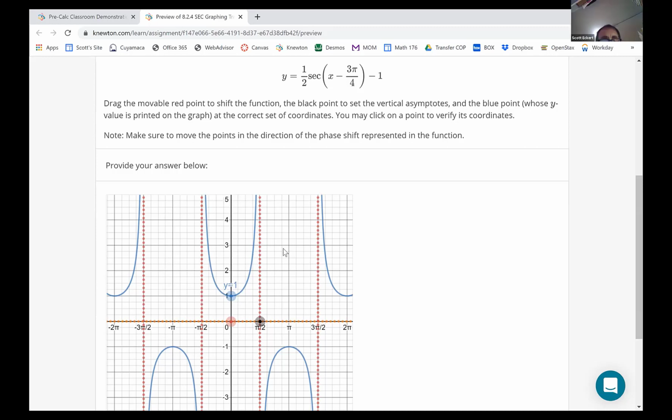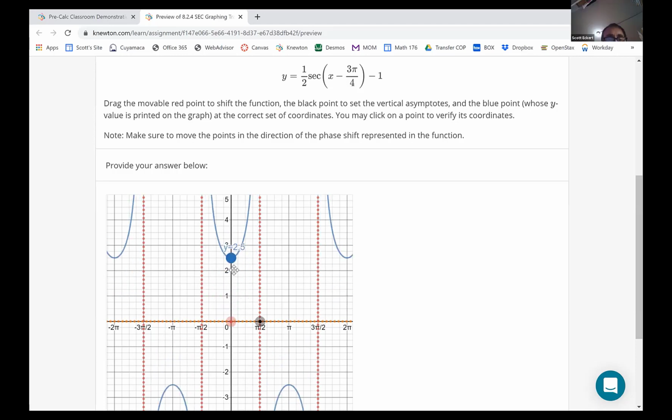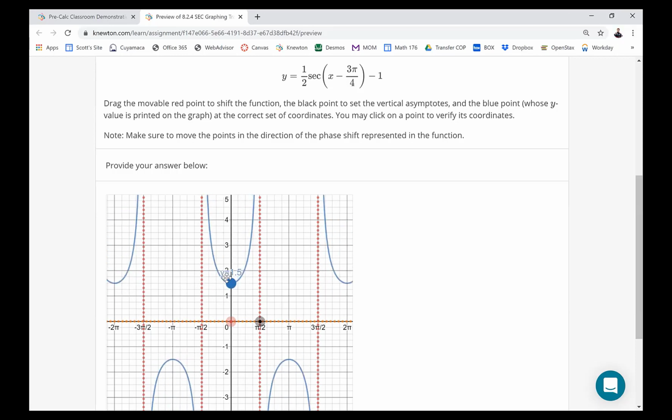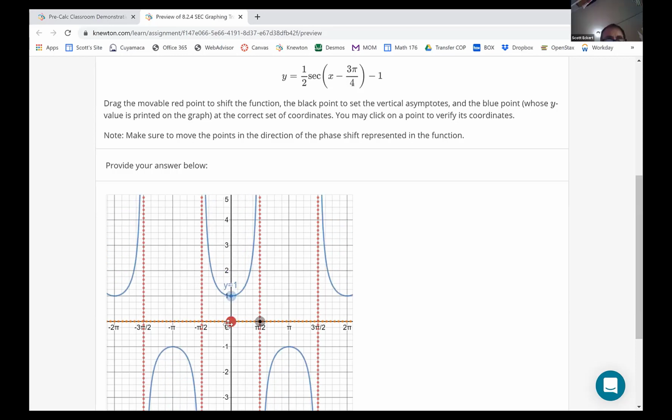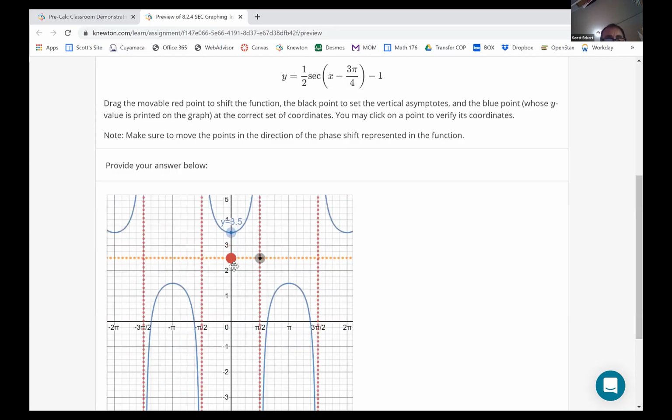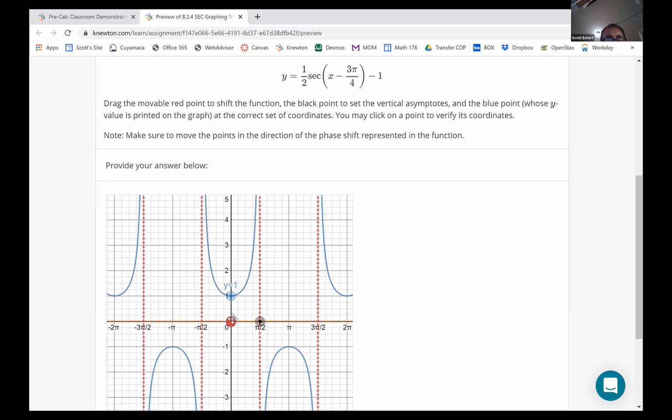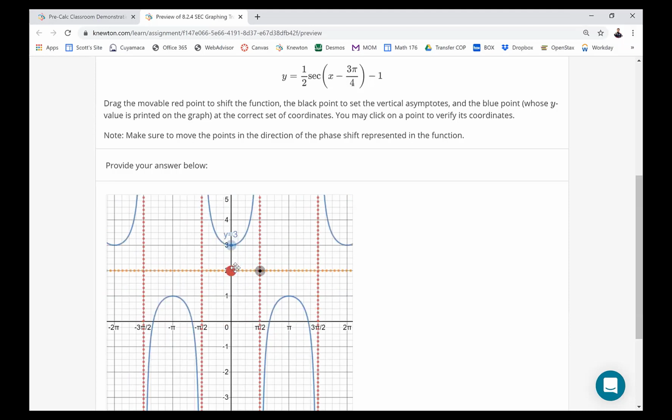Okay, so I have a red dot, a blue dot, and a black dot. What do you think is the midline here? The red one or the blue one or the black one? Maybe blue. Is it y equals something? It looks like. Okay. Now, if I move the blue one, I'm moving the amplitude. It's the red one. Let's try the red one. Okay, the red one is moving everything. Okay, so I'm going to move it. Where do I move the red one to?